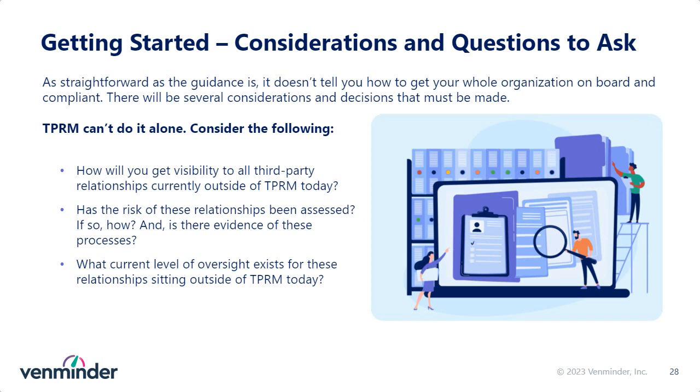And then we want to know, like, has the risk of these relationships, have they been assessed? And if so, how did they assess it? And is there any evidence that they did? And then what level of oversight exists for these relationships today? Are they doing risk monitoring, performance monitoring? These are all questions we need to ask.